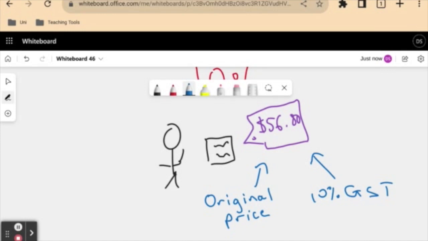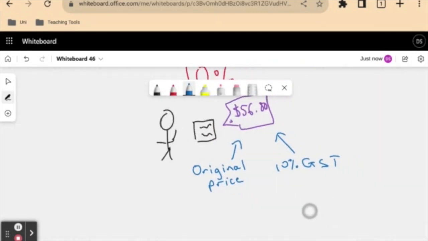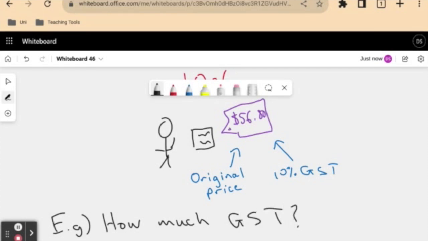So, how do we approach these types of questions? I'll give you an example question that links to this particular example. Now that we understand GST, in our example, we want to first calculate how much GST is charged. So we want to find the actual GST here.